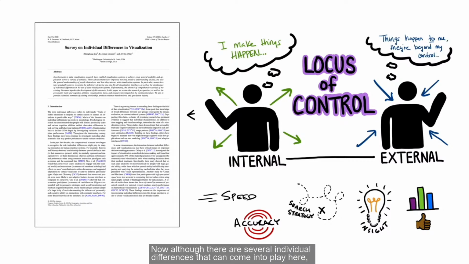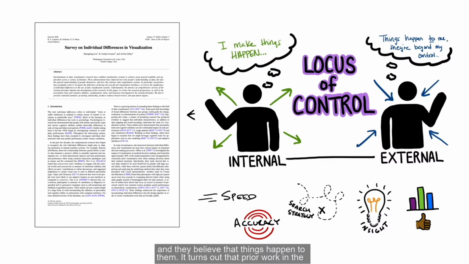Now, although there are several individual differences that can come into play here, I want to focus on locus of control. Locus of control is a personality trait that describes how in control someone feels of external events. This is a continuum. So on one end of the scale, we have internal locus of control, and these people believe that they make things happen. And on the other end of the spectrum, we have people with external locus of control, and they believe that things happen to them.